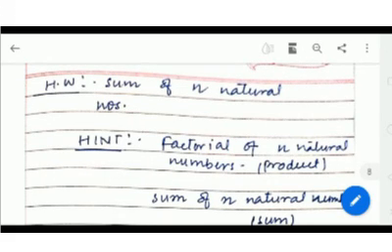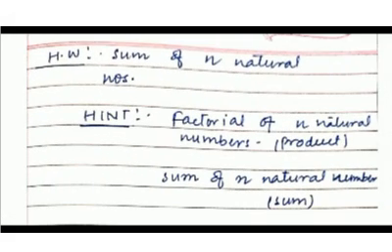Now this is homework for you. You are to display the sum of n natural numbers. The hint is that factorial is the product of n natural numbers, whereas here you need the sum of n natural numbers.